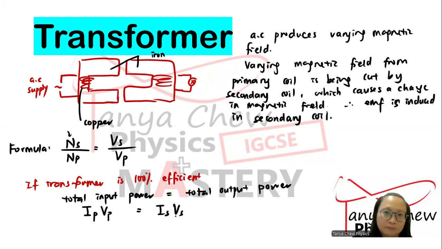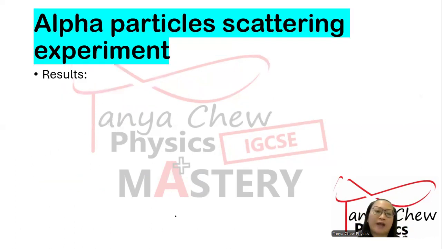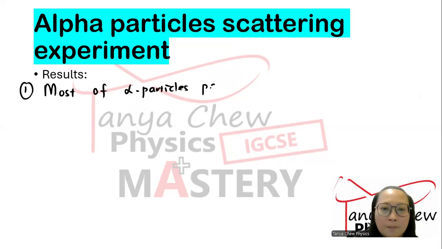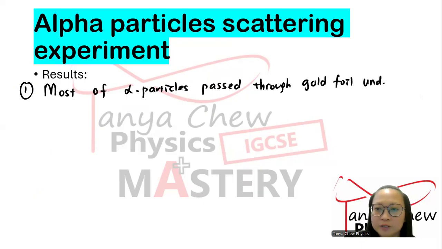That's all. Now, alpha particle scattering experiment, there are three results that you have to explain. First one, use the keywords: most of alpha particles pass through gold foil undeflected. I will give the reason at the back. These are just the results.